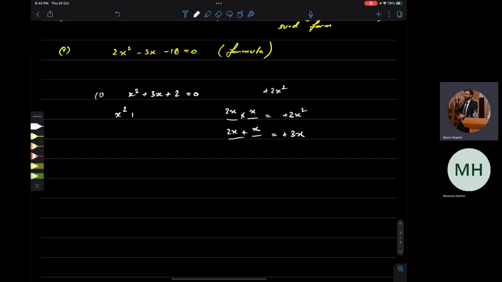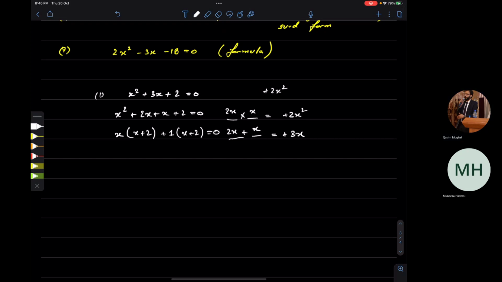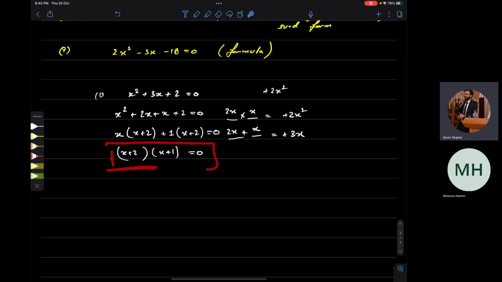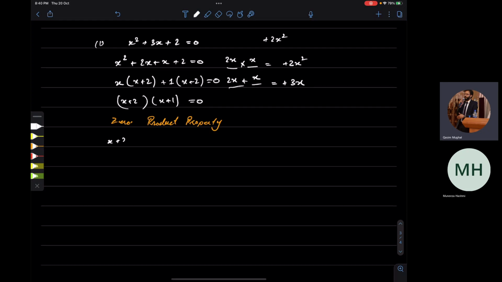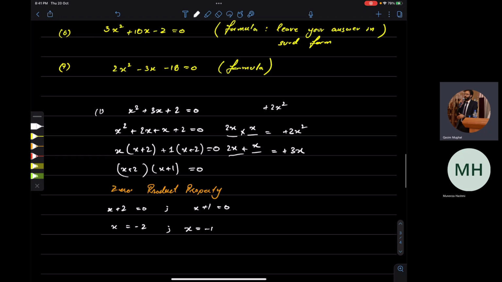So the middle term would be broken down into plus 2x and plus x. I take x common from the first two terms, x plus 2, plus 1 common, and then x plus 2. So (x plus 2)(x plus 1) equals 0. Now you've got the factors and 0 on the right hand side, so I'll apply the zero product property. It states that the product is 0 if one or both of the factors are 0. So either x plus 2 equals 0 or x plus 1 equals 0, which gives x equals negative 2 and x equals negative 1. These are the two roots for this one.